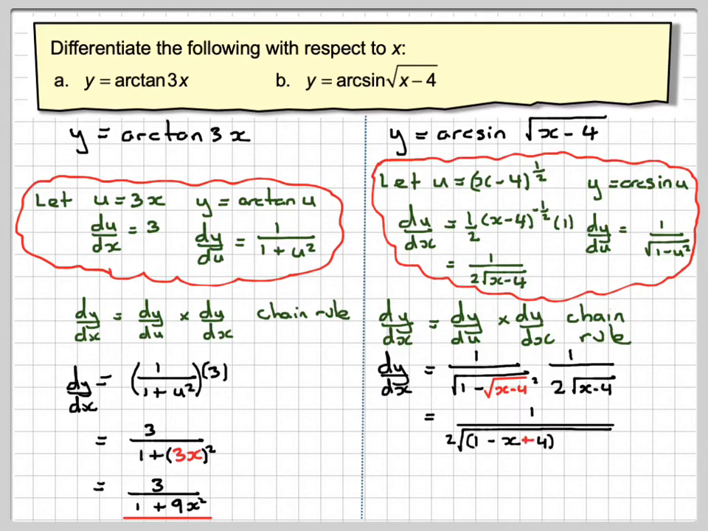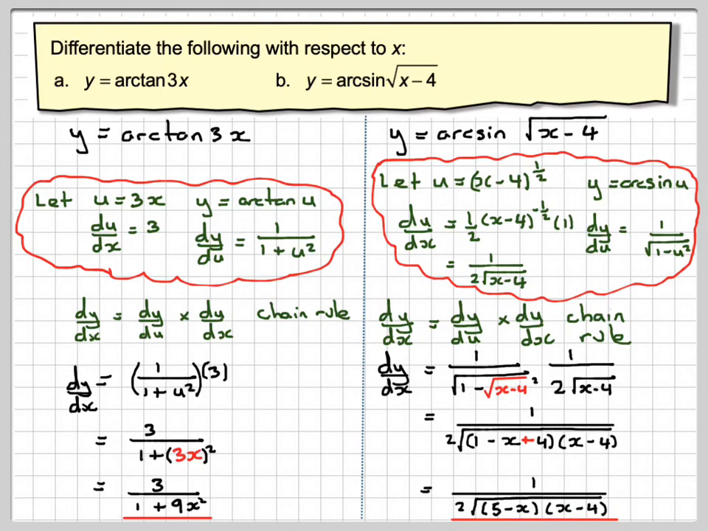If you're not sure, just pause the video here and check that you know that that's correct. Then here we still have an x minus 4, and we can combine it under the square root sign because we can combine square root signs. And then finally, that will be equal to 1 over 2 square root of 1 plus 4, which is 5, minus x, times x minus 4.